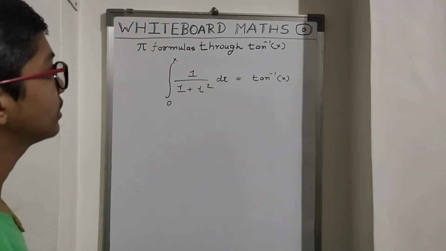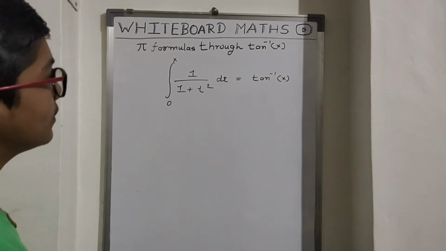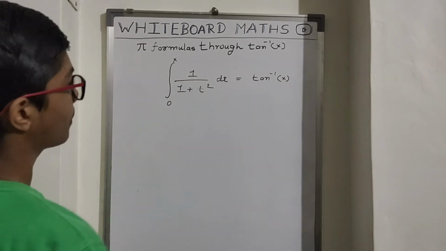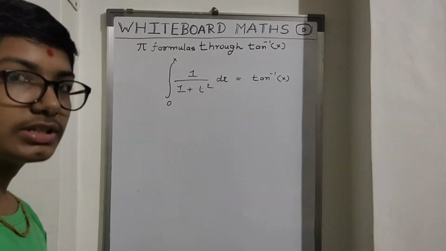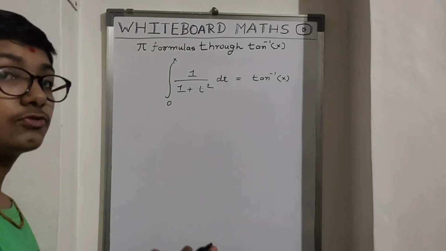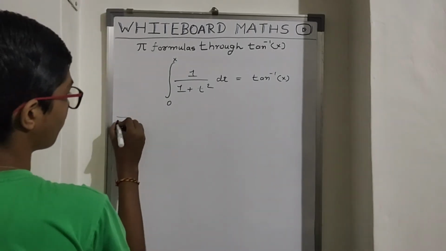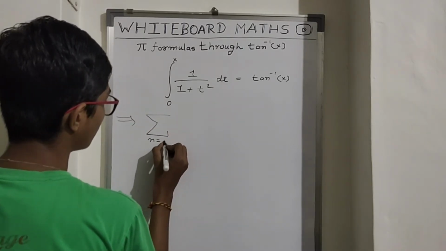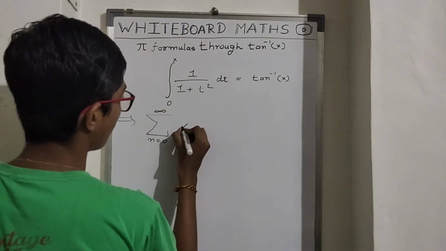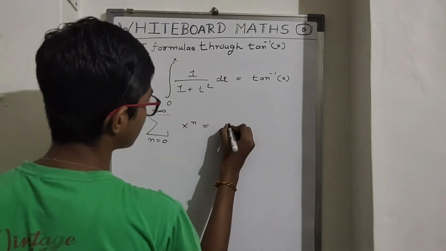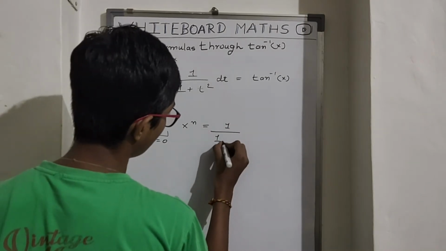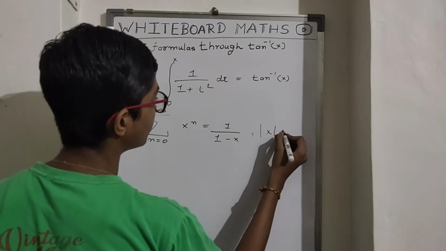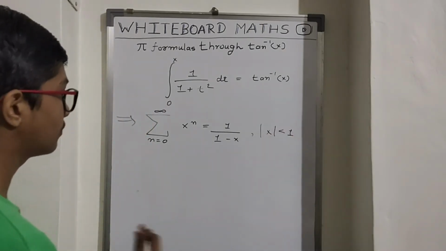And how could we do it? Basically, we would derive an infinite series expression for this rational function, and we could do it by the geometric series formula. As we all know, the sum from n equals 0 to infinity of x to the n converges to 1 divided by 1 minus x, and there is a condition that the absolute value of x needs to be less than 1.